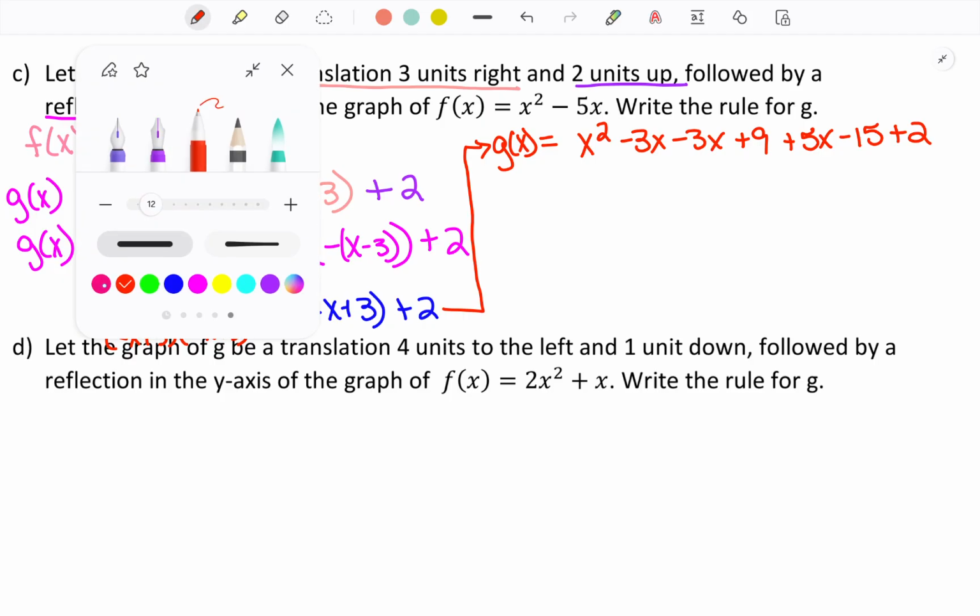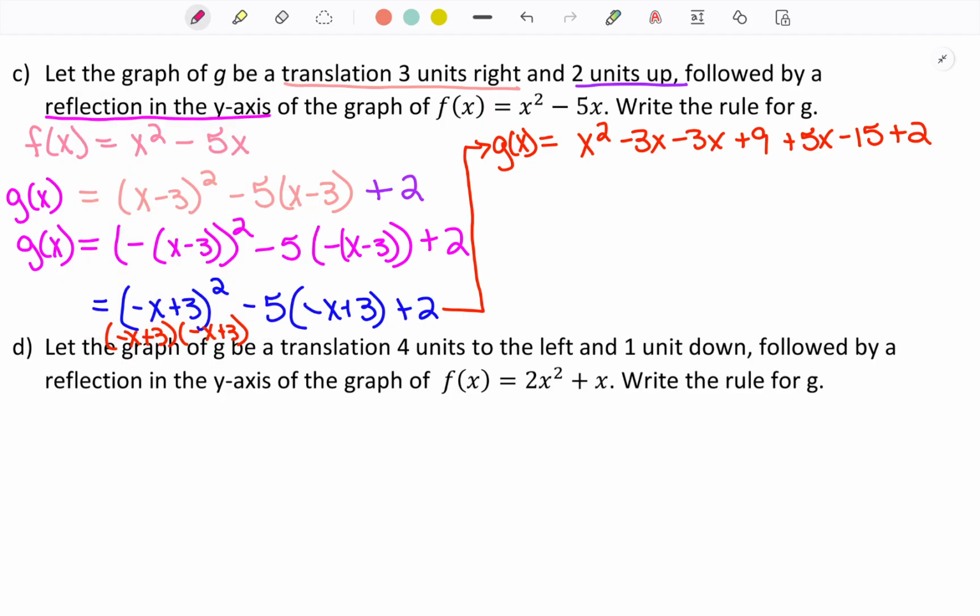And then from here, we need to just simplify as much as we can. So we'll have x squared, and then negative 3 and negative 3 give us negative 6, and then plus 5x, that gives us a negative x. And then we have 9 and negative 15, that gives us negative 6, and then plus 2, that gives us a negative 4. And so that is actually our final answer for the function.